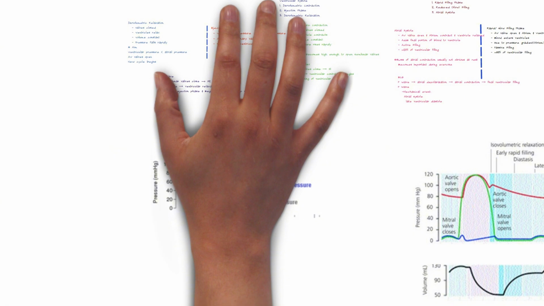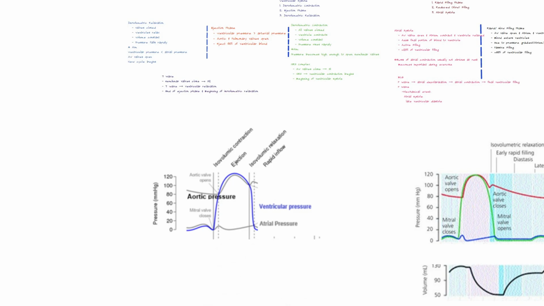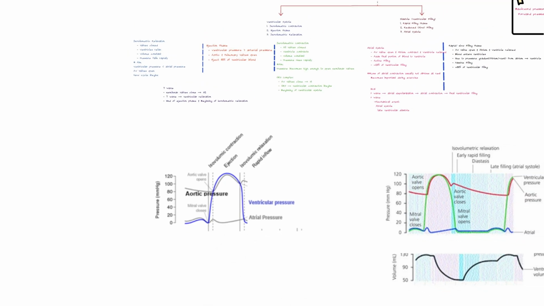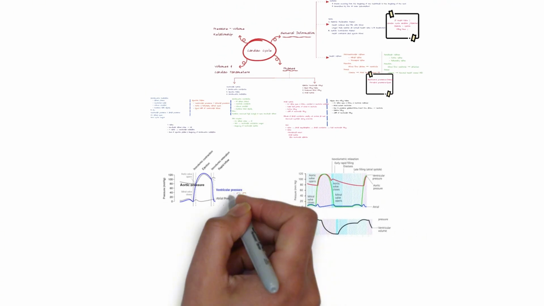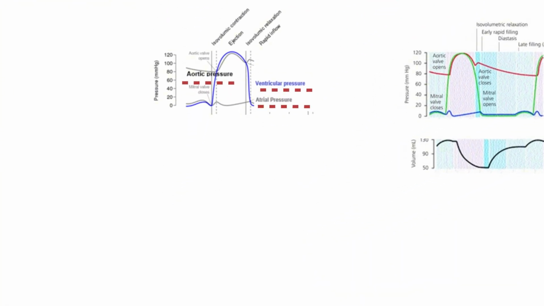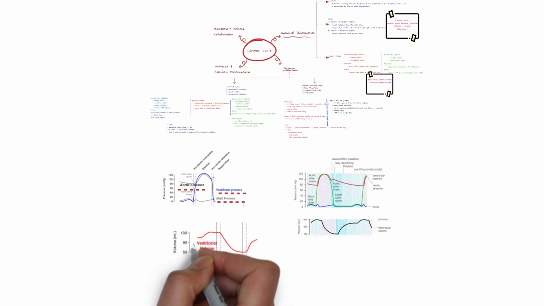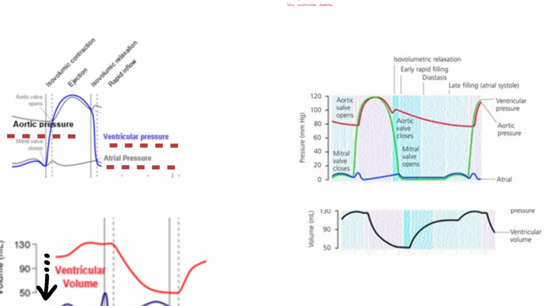Okay, and now let's move to the systolic phase. In the systolic phase, our main aim is to increase the ventricular pressure first to be more than the arterial pressure, and for this we have to close all the valves, so the ventricle contracts and the pressure in the ventricle becomes more than the atrium, and also more than that of the arteries. Then the semilunar valve opens, allowing the ejection of blood from the ventricle to the arteries, and in this stage the ventricular volume starts to decrease gradually.